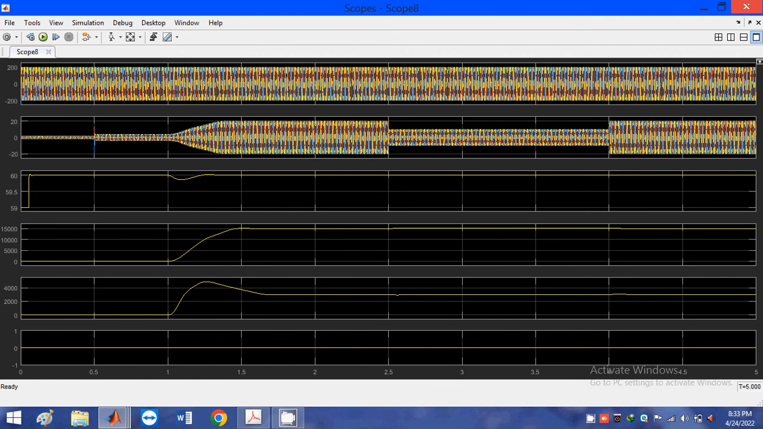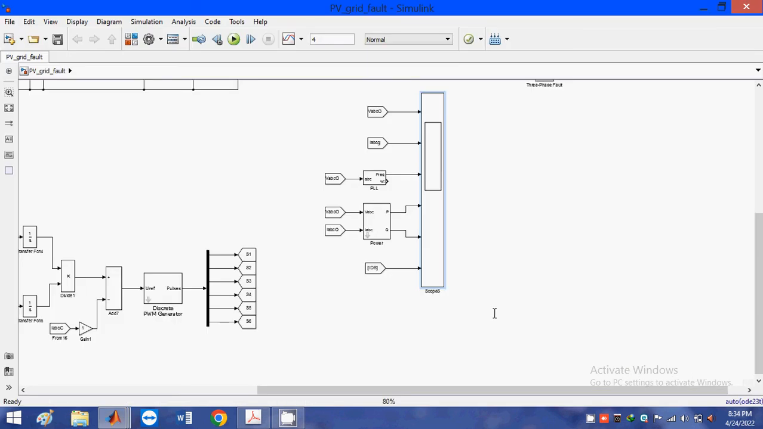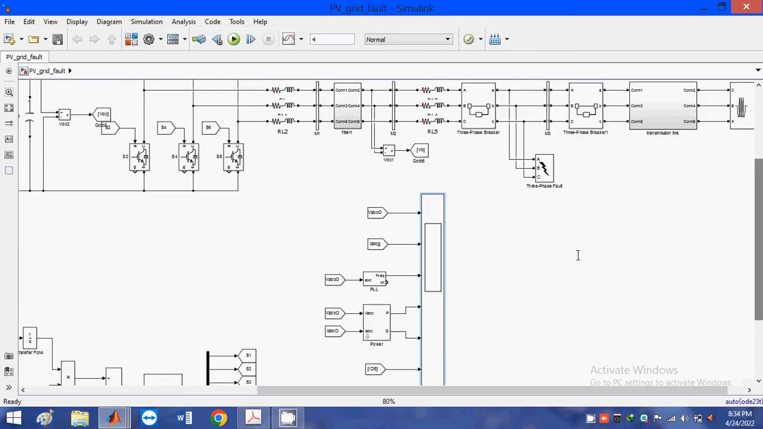And in the third case, we are implementing a fault for the time interval 2.5 to 2.8. That means nearly 0.3 seconds. That means the fault will take place for a time interval of 0.3 seconds only. Okay, I will just mention the fault. How I am creating the fault is with the help of this one. So that's why I am creating the fault.